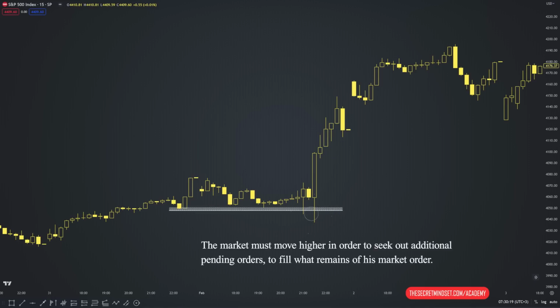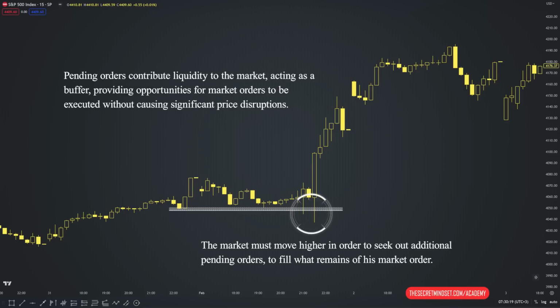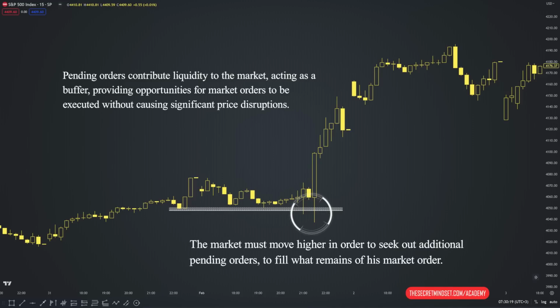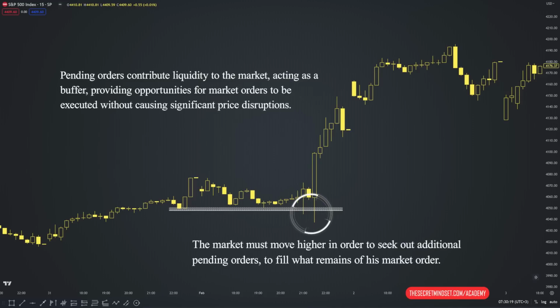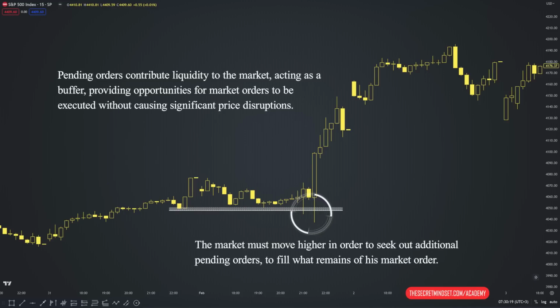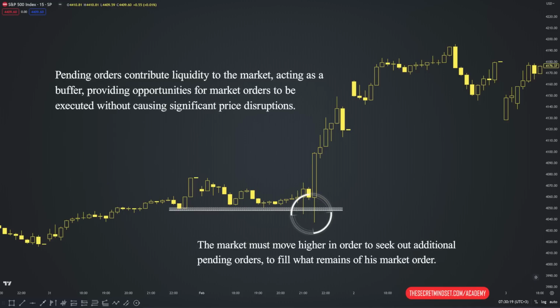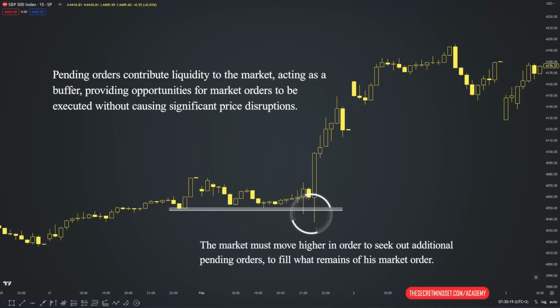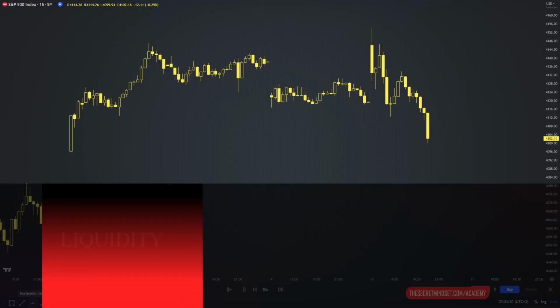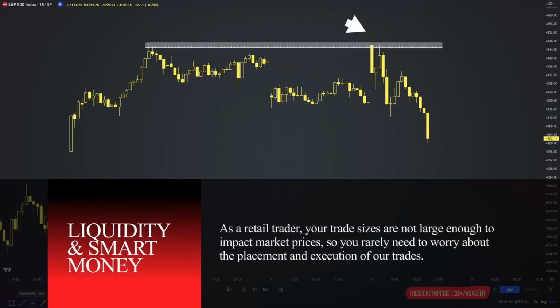So the market must move higher in order to seek out additional pending orders to fill what remains of his market order. This implies that pending orders contribute liquidity to the market, since they are the orders against which market orders are matched. These pending orders act as a buffer, providing opportunities for market orders to be executed without causing significant price disruptions. As a retail trader, your trade sizes are typically not large enough to significantly impact market prices, so you rarely need to worry about the placement and execution of your trades.